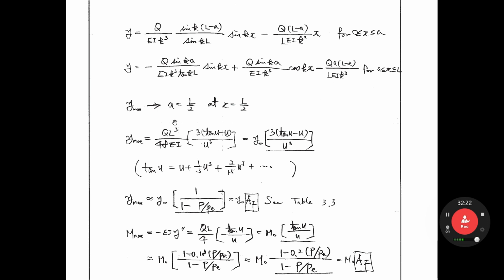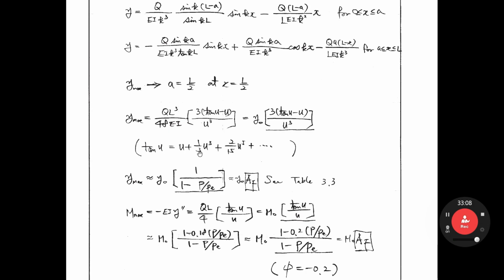the maximum deflection. What is this? First order deflection, when the beam is subjected to the concentrated load at mid-length. Do you remember? Yeah, from the undergraduate course, you remember, right? QL cubed over 48 EI. Then this one must be the amplification factor. Again, we have the power series expansion, tangent U equals U plus U cubed over 3, and so on. If you input this one and simplify, then after several steps, from here to here, you can rewrite it like that. It is a somewhat approximate equation. 1 over 1 minus P over PE, that is the amplification factor.